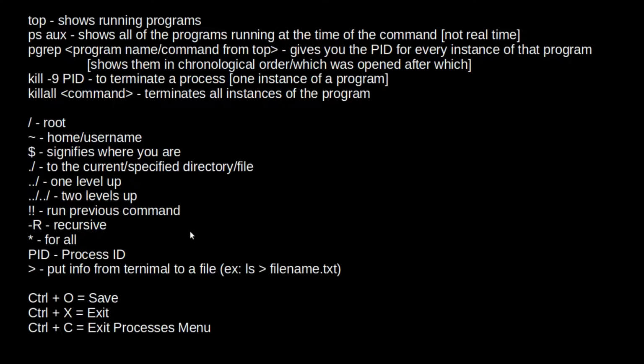PID, if you don't know, means process ID. Right arrow is used to put info from the terminal into a file. For example, you can use ls to list all the sources in the current directory, and then right arrow into filename.txt. It's gonna copy paste all the information that it gave you in the terminal to a text file with that name.